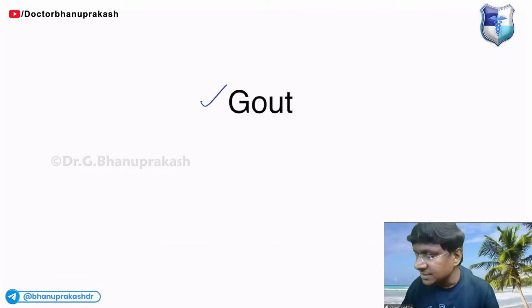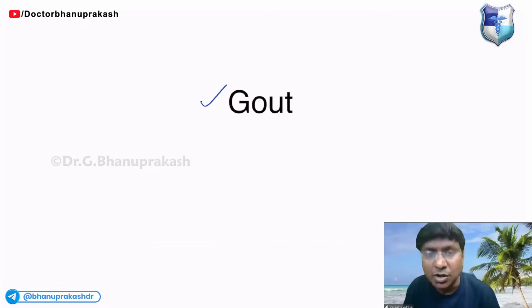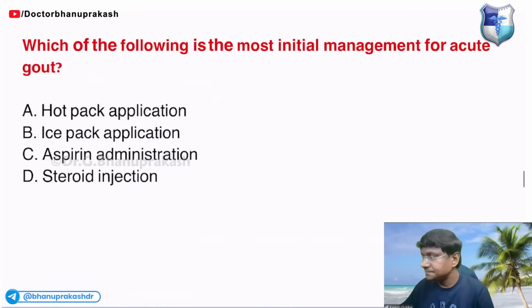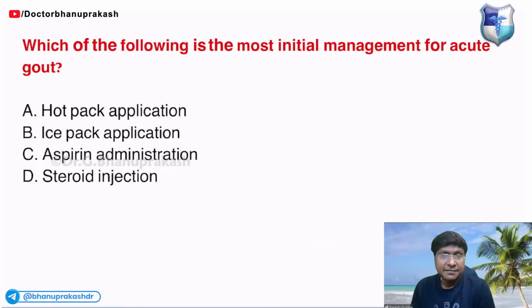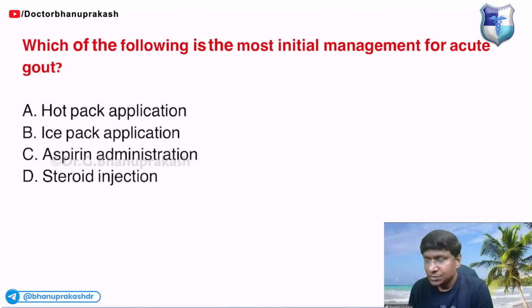Shall we start with the next topic, that is gout or gouty arthritis? Answer this question. Yes, negatively birefringent crystals. Monosodium urate crystals. Where do you have positively birefringent crystals? Positively birefringent crystals are observed in pseudogout. In pseudogout, you will have positively birefringent crystals.